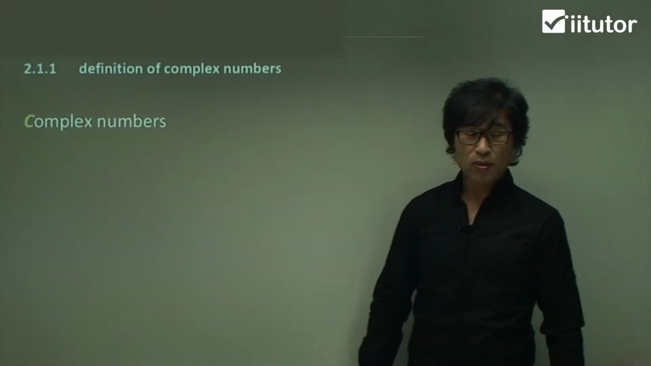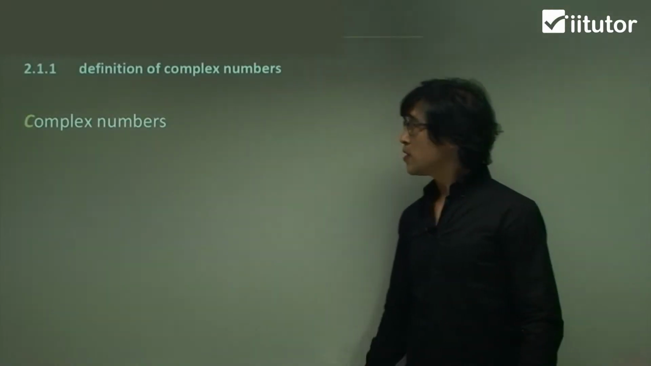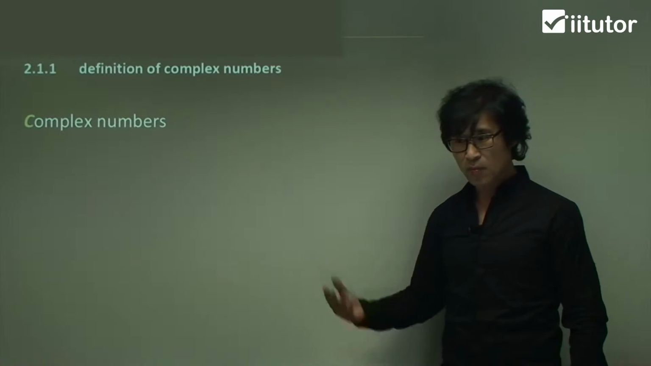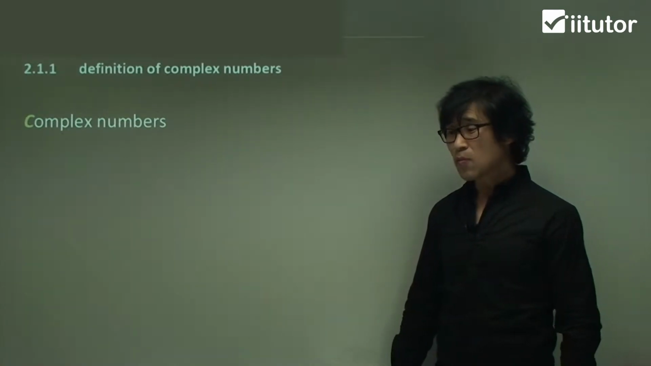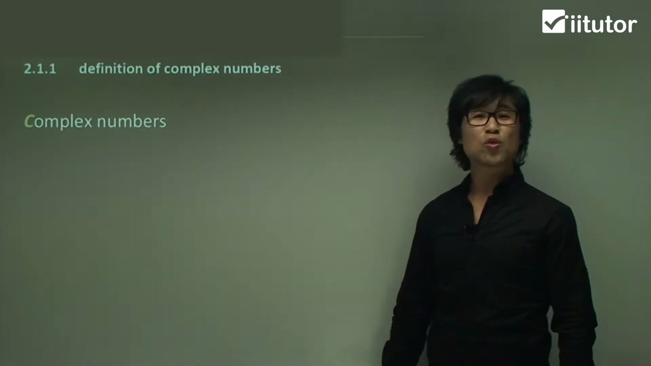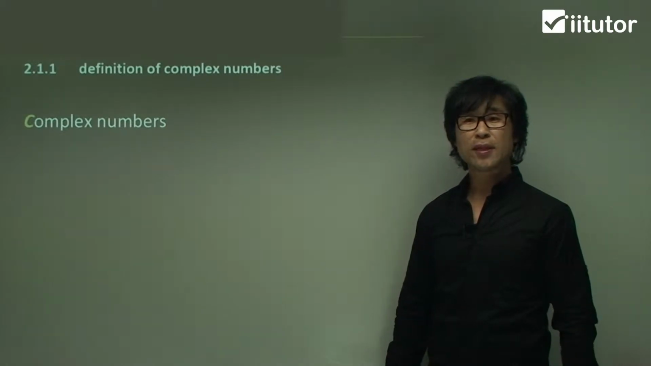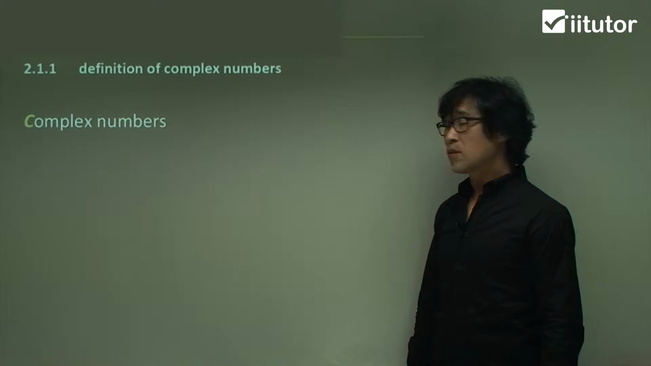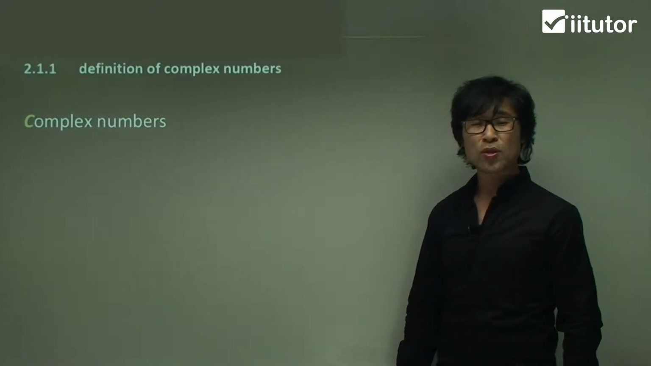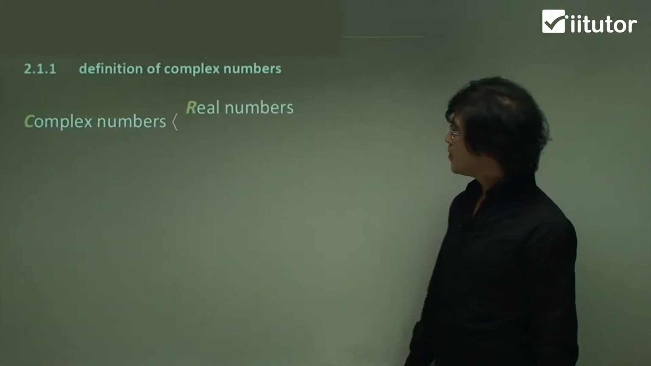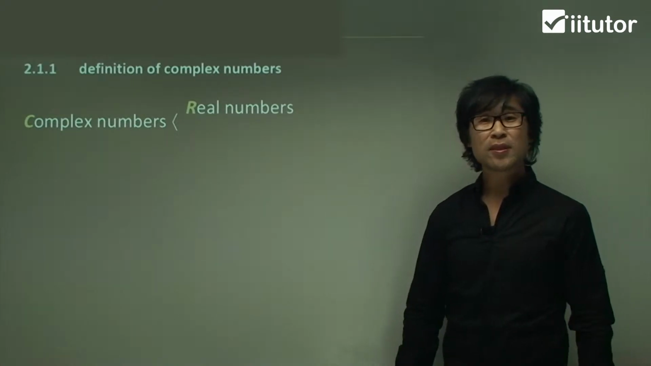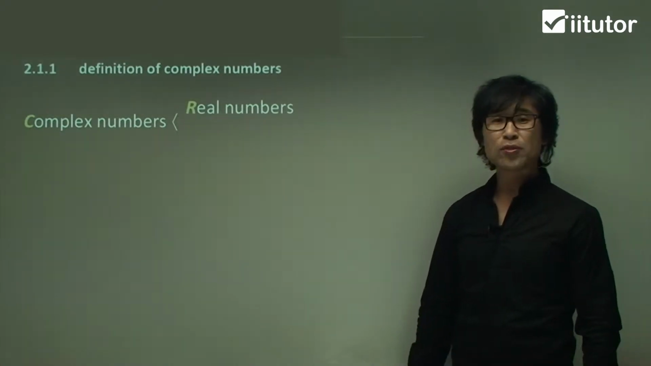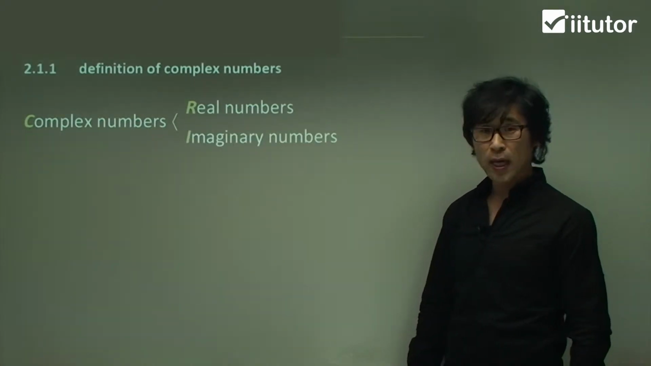Okay, we're going to learn about the definition of the complex numbers. Usually, complex numbers are divided into two small parts. The first part, as I've told you, is the real part. The second is the imaginary part, which is called I.